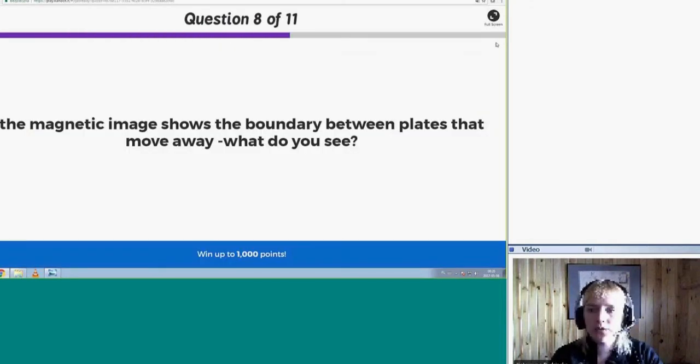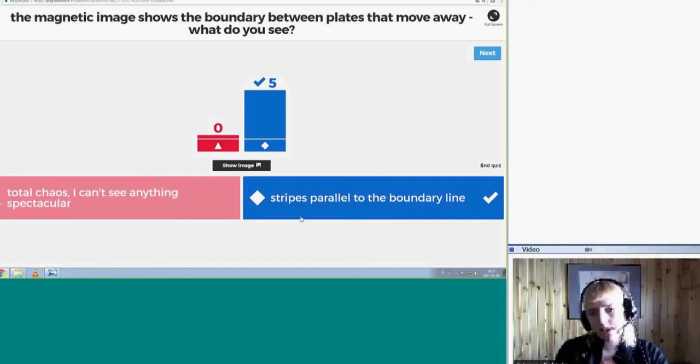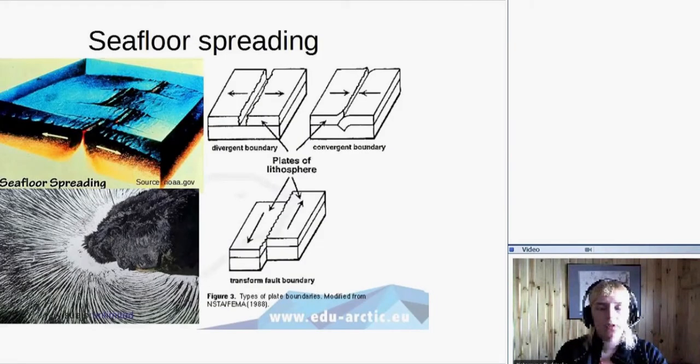Okay, so the image shows the boundary between plates that move away. What can you see? You have this plate boundary here in the middle of this magnetic image. Is it total chaos, or do you see parallel stripes? This is, by the way, the plate boundary near Iceland. Okay. Yes, of course, you could see stripes parallel to the boundary line. And why are these stripes occurring? So let's go back to the presentation.